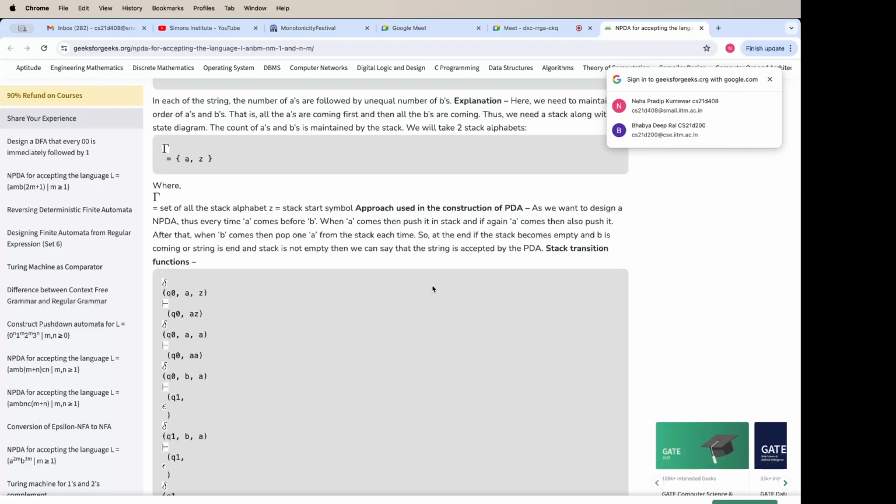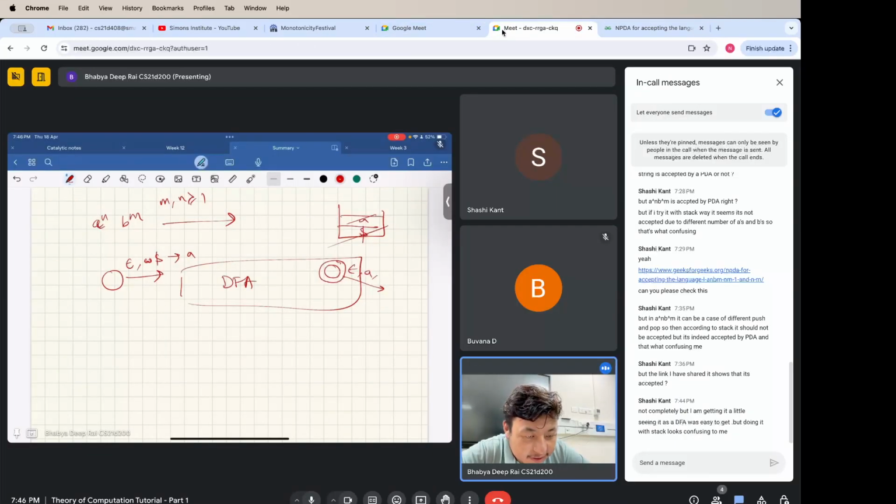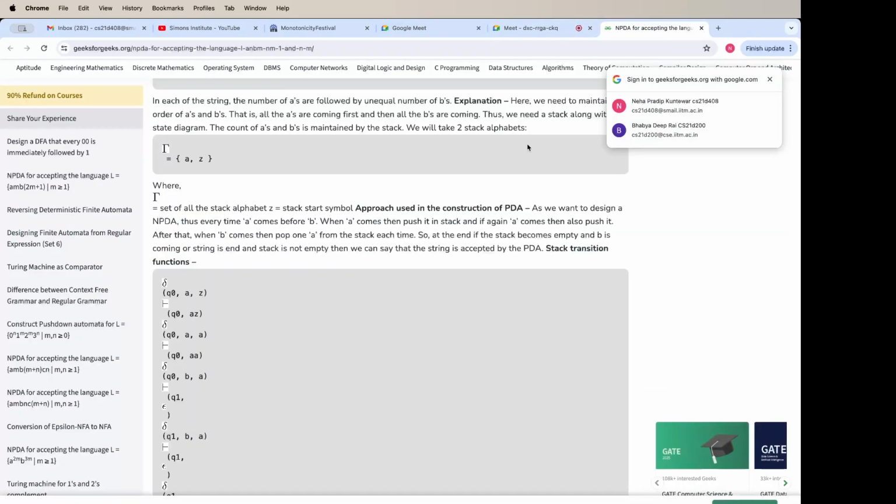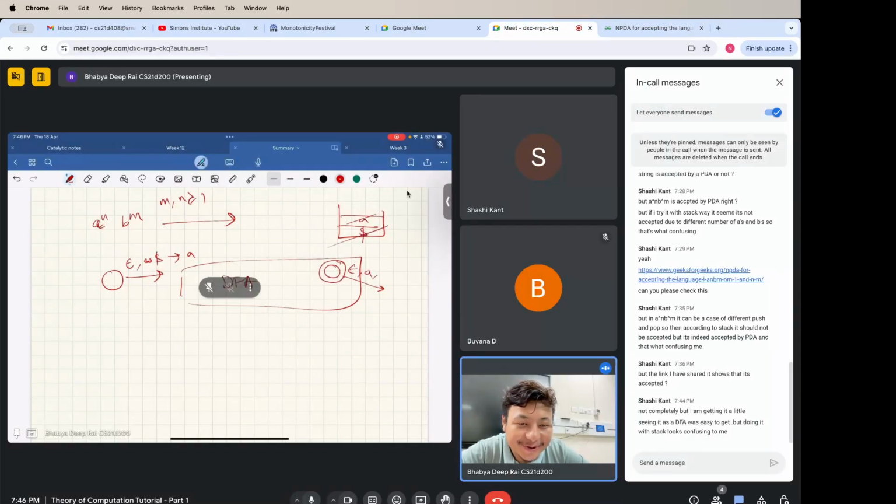Oh, okay, I get what you're saying. So you mean that I think there is an issue with this page, because they are saying that if the stack is not empty, then the string is accepted by the PDA. Do you mean that is a problem here? There is this line that says the stack is not empty, then the string is accepted by the PDA.